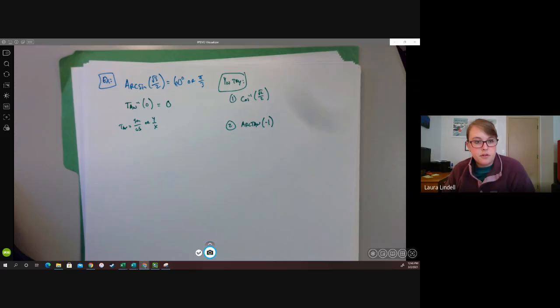Also, if you need a unit circle and you don't want to dig through all of your notes or scroll way back through Google Classroom, you can always type unit circle into Google real quick and do an image search, and one should pop up.